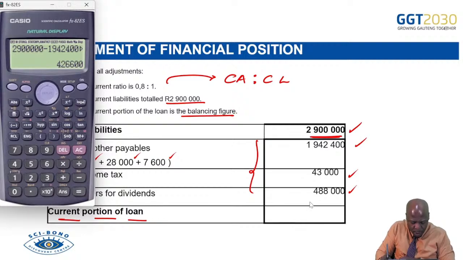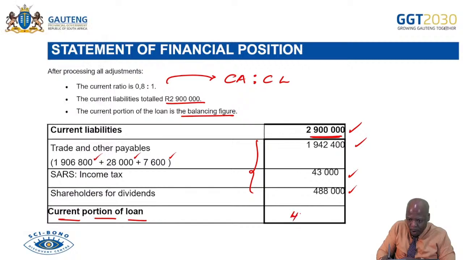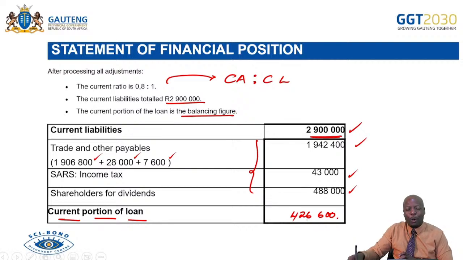Let's bring it here now. So I'm going to get 426,600. That becomes my current portion of loan. Now, once I have that, what is the current portion of loan?